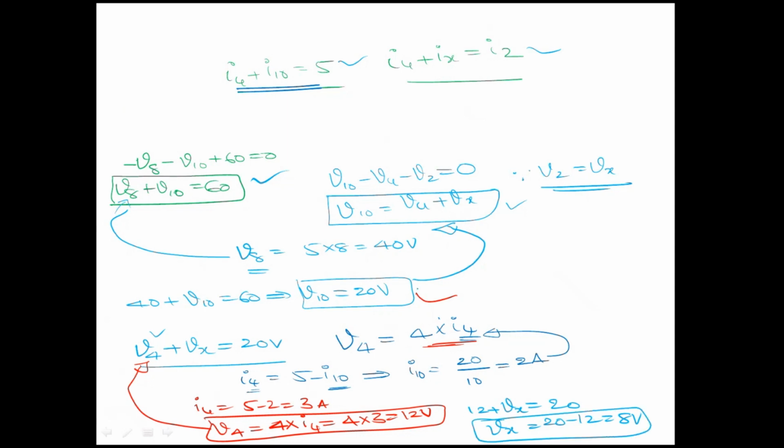We obtained V10 as 20, V4 as 12, and Vx as 8 volts. This is how we calculate all these three voltages and ultimately Vx, by applying KCL, KVL, and Ohm's law simultaneously to this circuit. This is how we solve it.